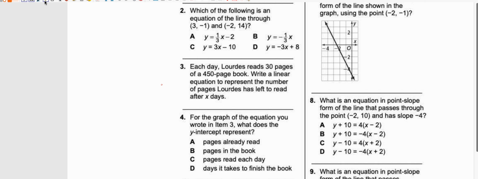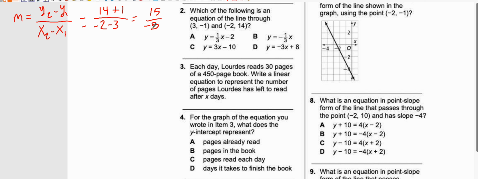So I'm going to find the slope, and then we're going to write the equation. So what is my equation to find the slope of a line? y2 minus y1 over x2 minus x1. So that would be 14 plus 1, since it's minus a negative, over -2 minus 3. So -5. 15 over -5, which is -3. So my slope is -3.